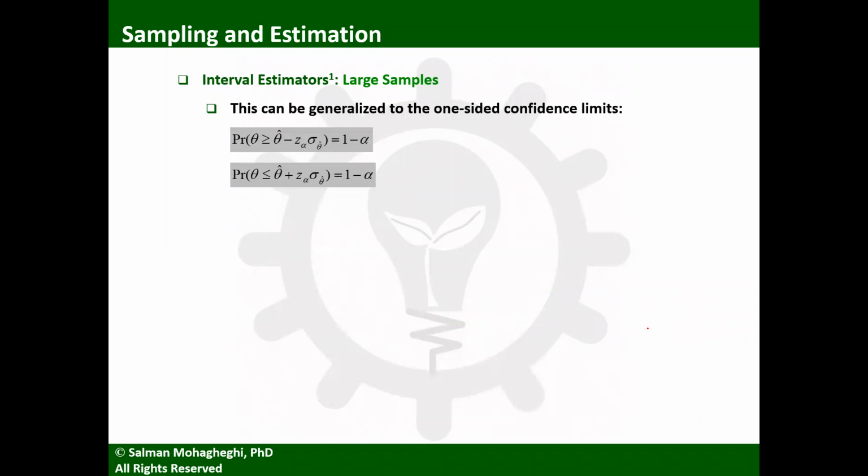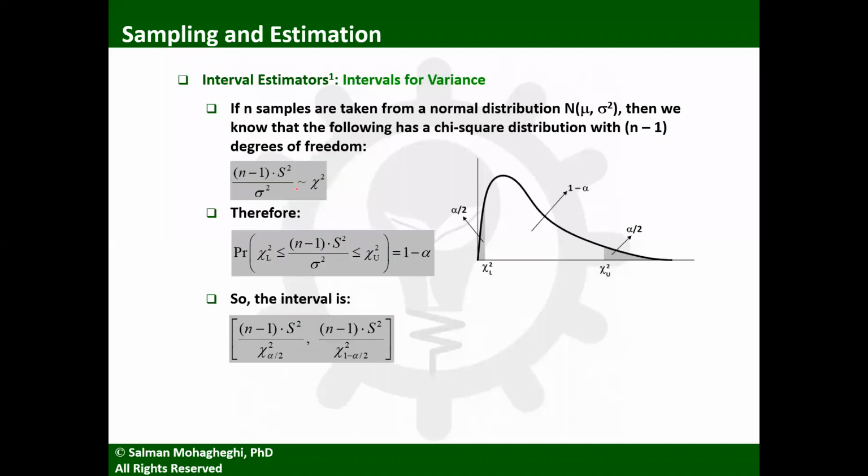And of course, you can easily generalize this to one-sided confidence limits. The probability that your population parameter of interest is greater than the sample statistic minus this value, or less than the sample statistic plus this value, would be 1 minus alpha.